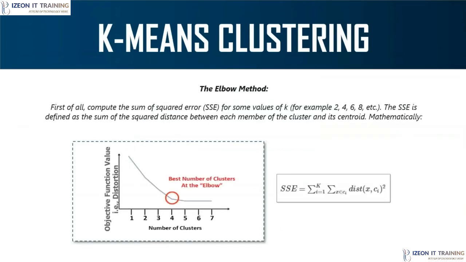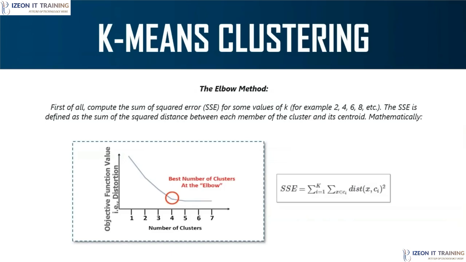Now let's look at the elbow method. The elbow method is basically used in order to find out the most optimum k value for a particular problem. So the elbow method is quite simple actually. You start off by computing the sum of squared errors for some values of k. Now, sum of squared error is basically the sum of the squared distance between each member of the cluster and its centroid. So you basically calculate the sum of squared errors for different values of k. For example, you can consider k values as 2, 4, 6, 8, 10, 12. Consider all these values, and compute the sum of squared errors for each of them.